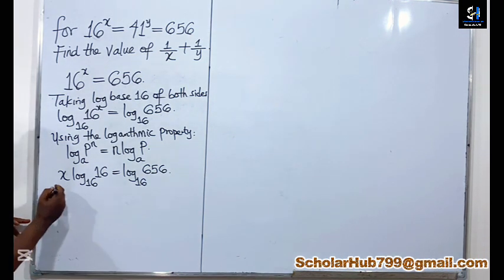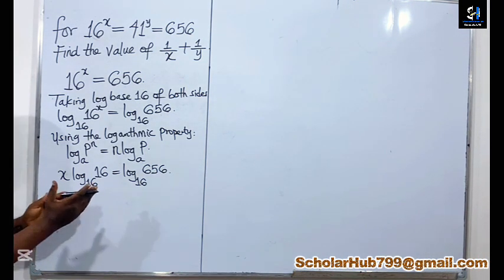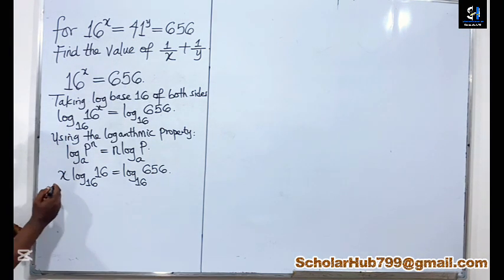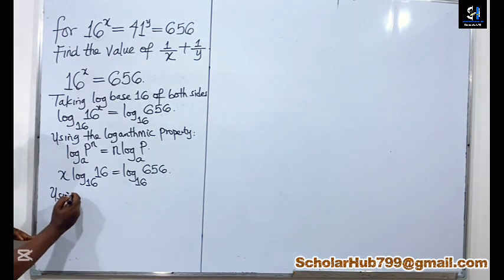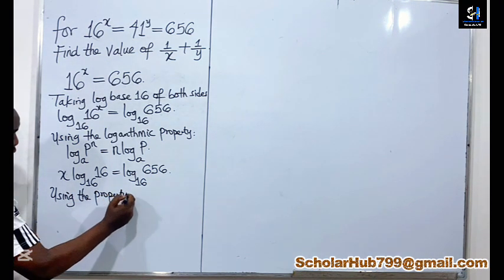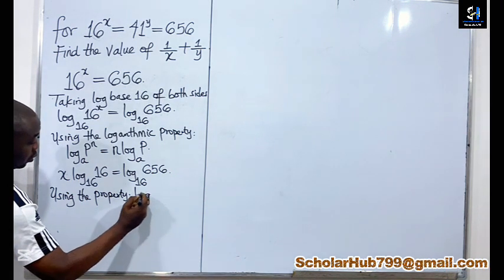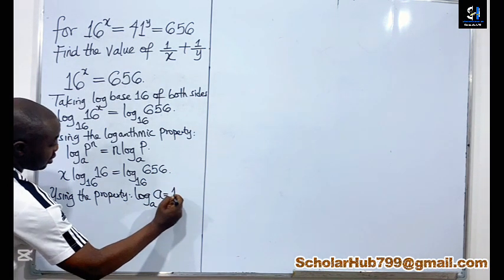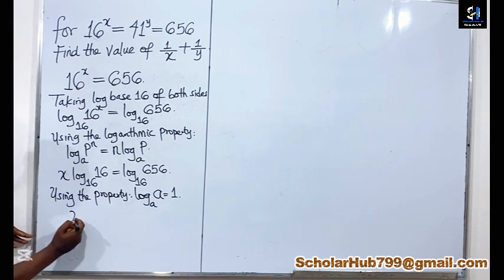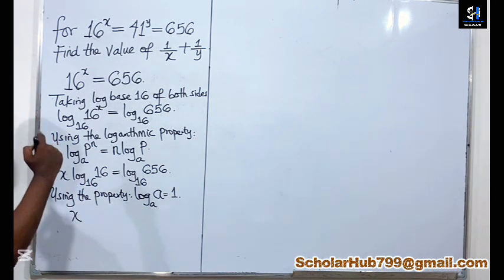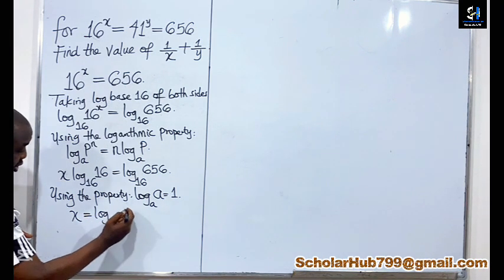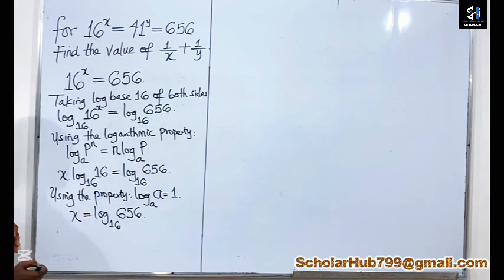Then again, when the argument and the base are the same, the log will be equal to 1. So also using the property log base a of a equals 1, log base 16 of 16 will be 1. So x multiplied by 1 will be x. So x will be equal to log base 16 of 656.